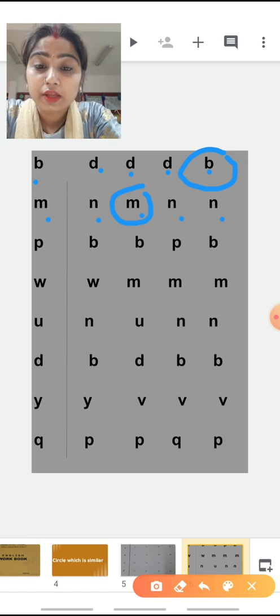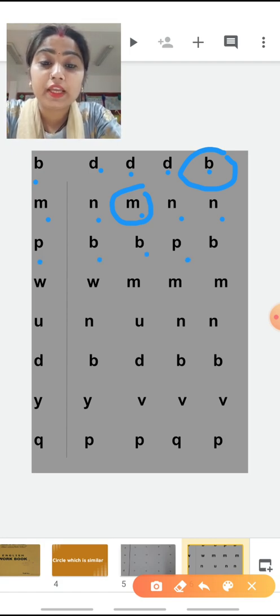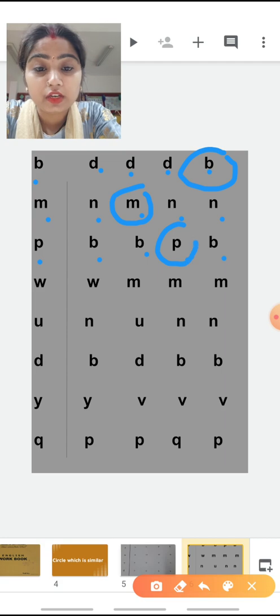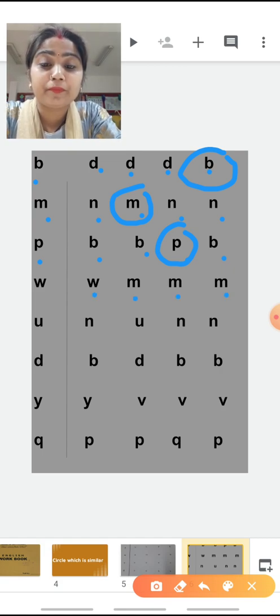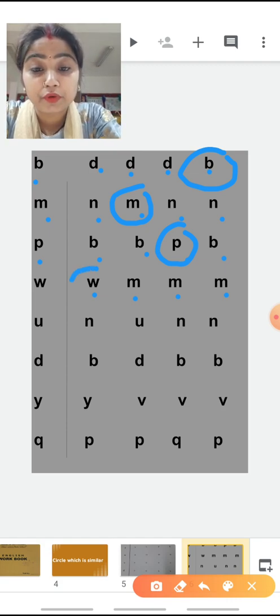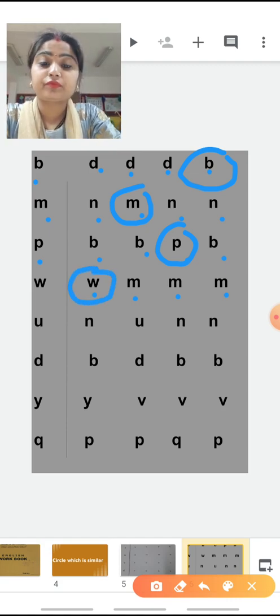Now next is P. Now B, B, P, B. Which one is similar? Tell me. Yes, P is similar. So we have circled P. Now W. Now, the letters given are W, M, M, M. Now what we are going to circle? Yes, we are going to circle W.